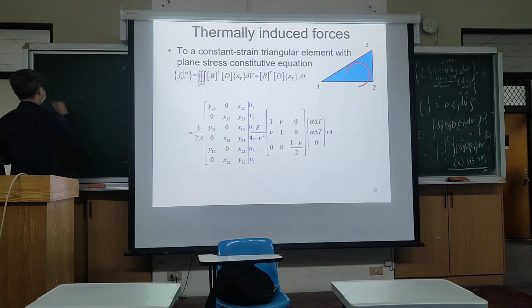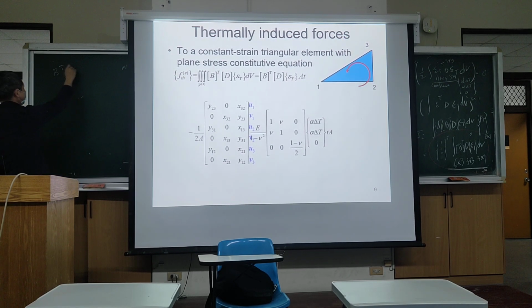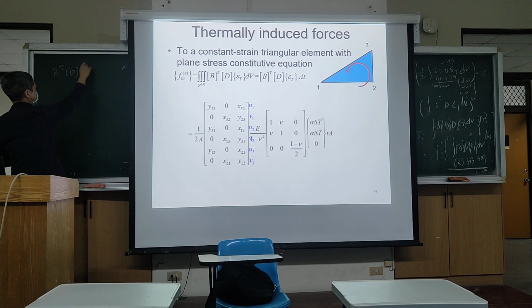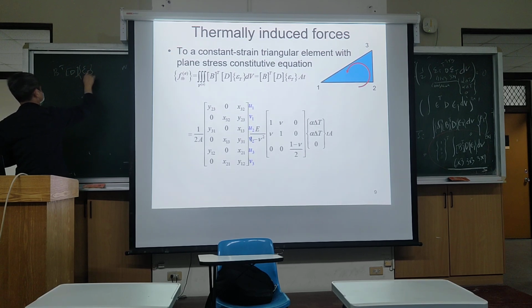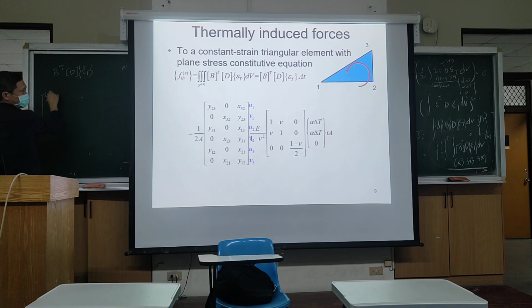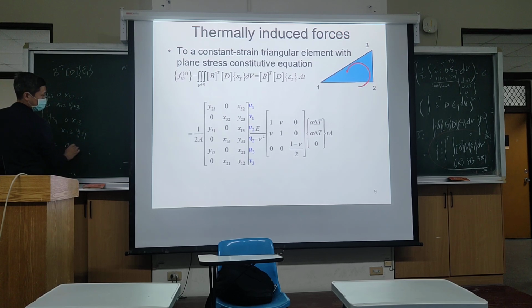Okay? So your B matrix composed, and then the D matrix, and then your strength vector. The D matrix, we got y23, 0, x32, and then 0, x32, y23, and then you have your y31, 0, x13, and then your 0, x13, y31, and then your y12, 0, x21, and then 0, x21, and y12.